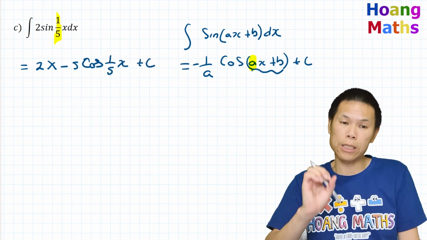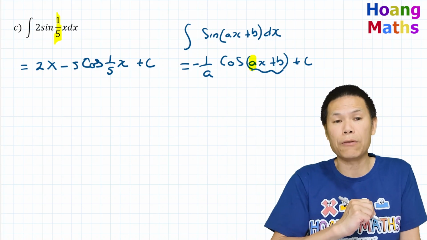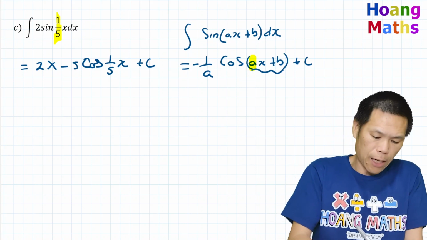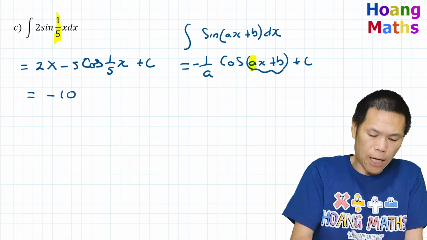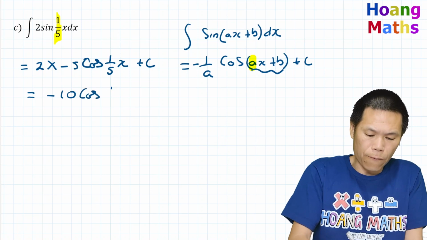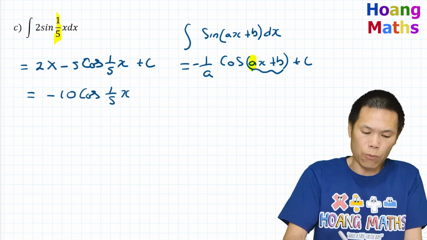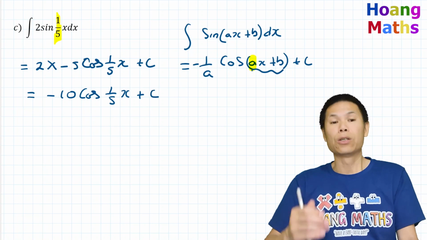So now what I do, I just simplify this. So 2 times -5 will give me -10. So the answer is -10 cos of 1/5 of x, and we add a constant. So there you go.